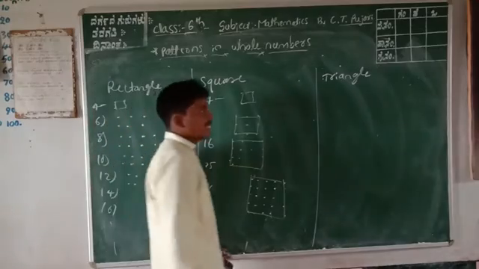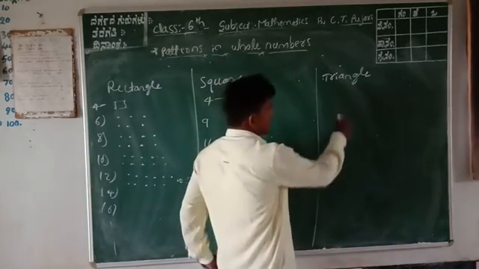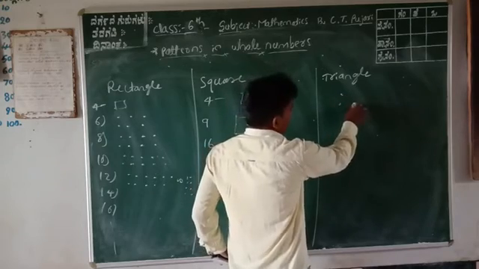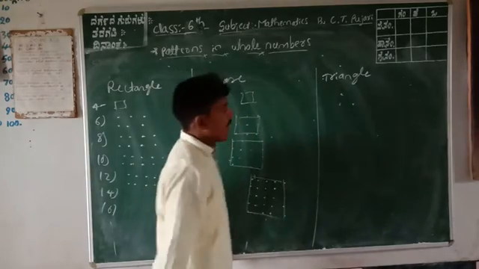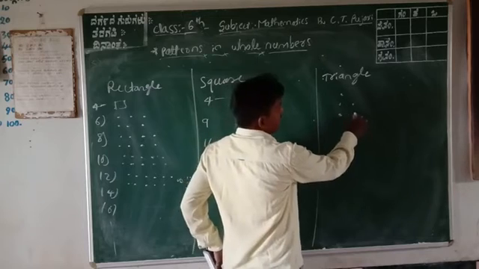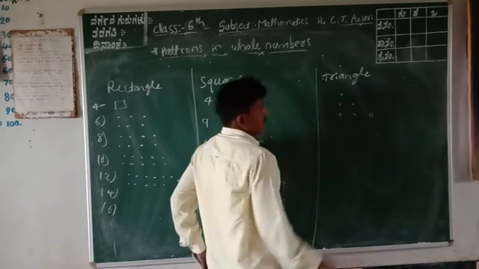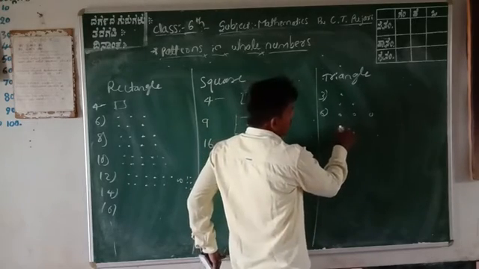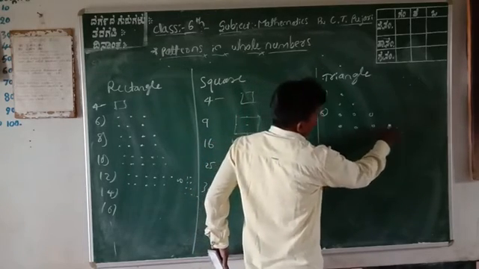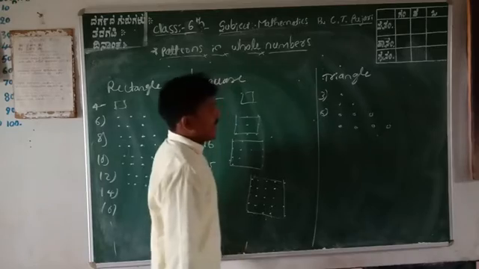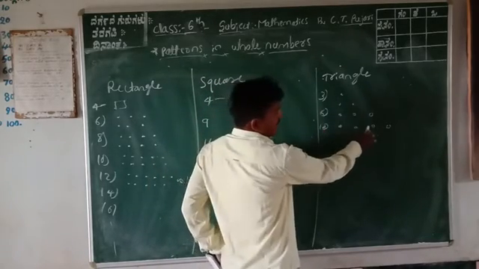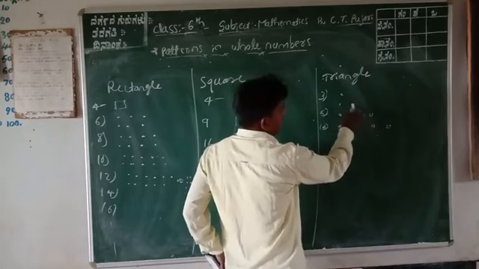What are triangle numbers? For example, 1, 2, 3 is a triangle number. Then 6, where you add 3. Then 10, where you add 4. The number 10 is our triangle number: 1, 2, 3, 4, 5, 6, 7, 8, 9, 10.